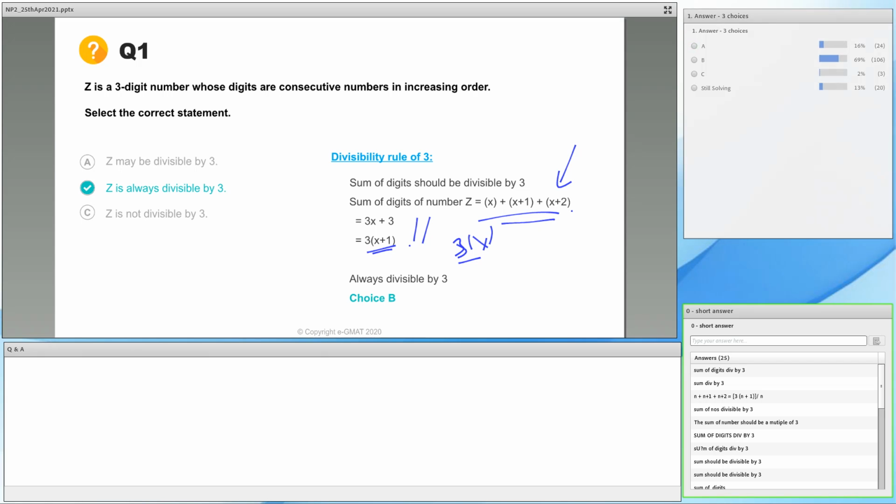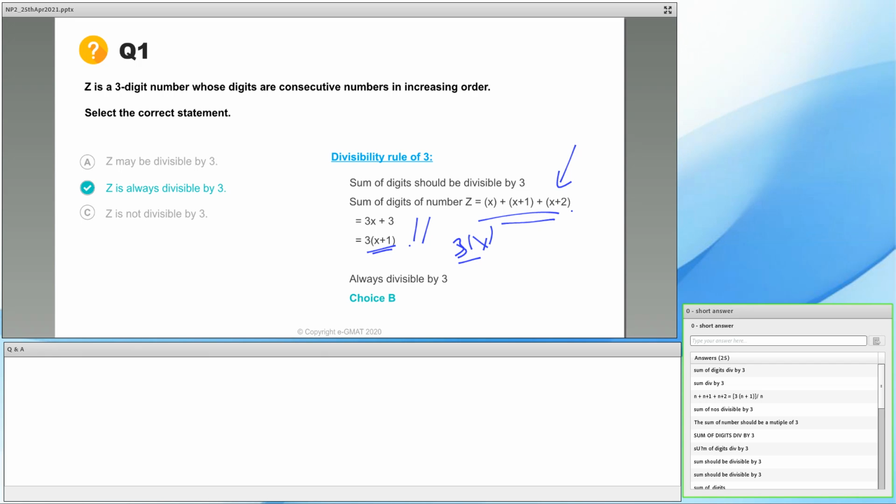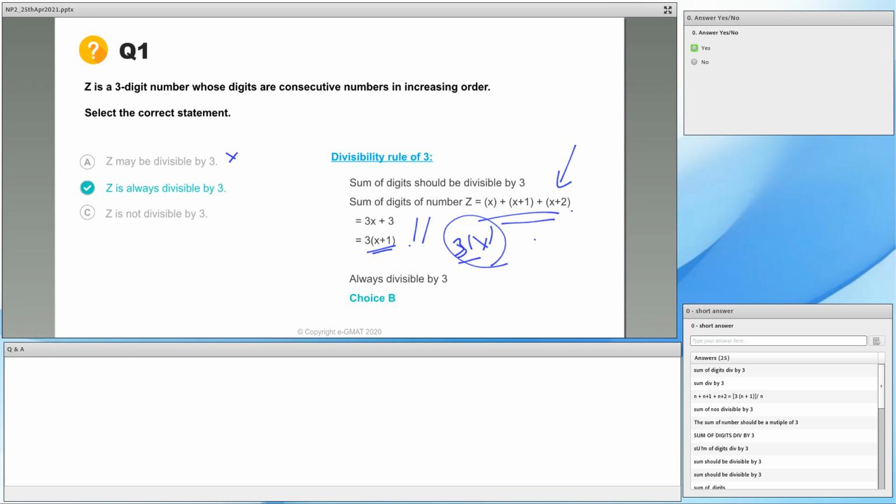Is this clear? Let me just give that a yes, no. For everybody, is this clear? Especially those who went wrong, who went for maybe. Do you see why it's not maybe, why it's always? It's always a function of 3. It's always divisible by 3. Perfect. So that's one concept that we have resolved.